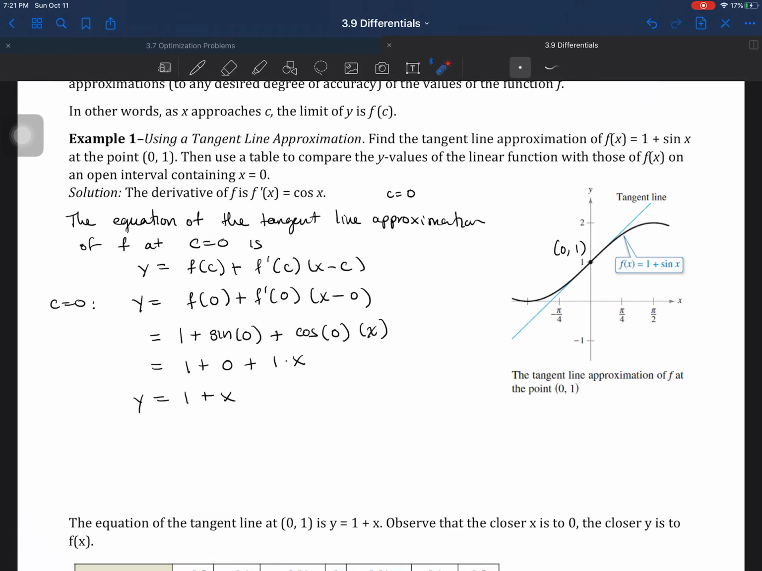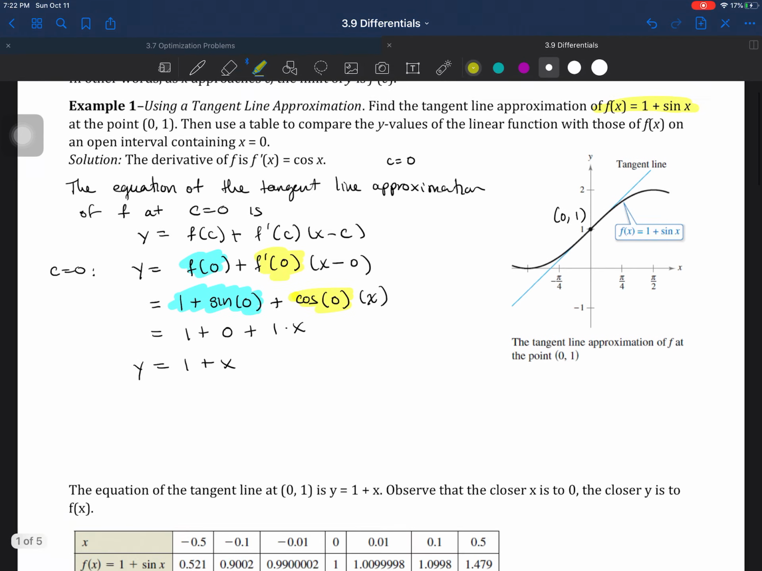What's f of 0? Well, f of 0 is replace 0 for x, and that's right there. So let me put some color here. So this is this right here. And then f prime of 0, the derivative, excuse me, of f of x is cosine. So that's right here. So that's right there. And then x minus 0 is just x, right?